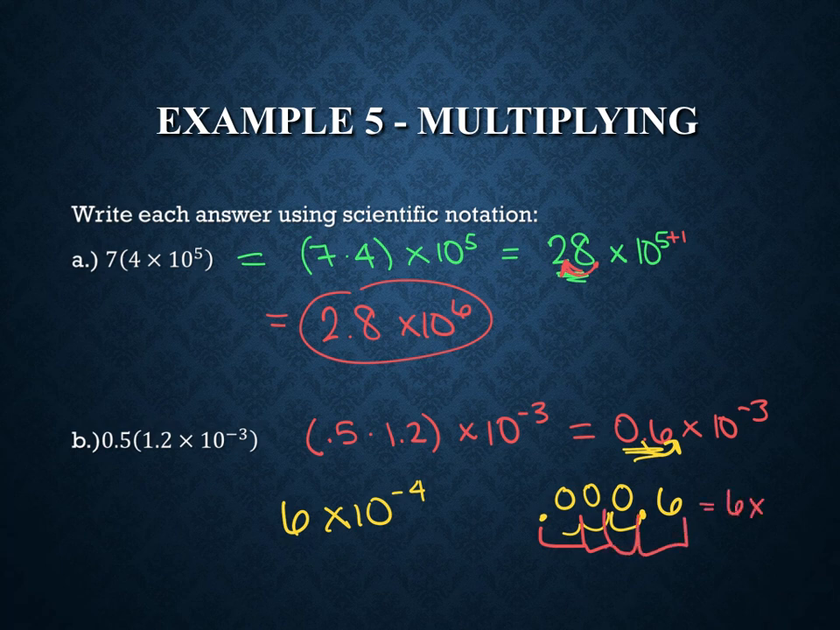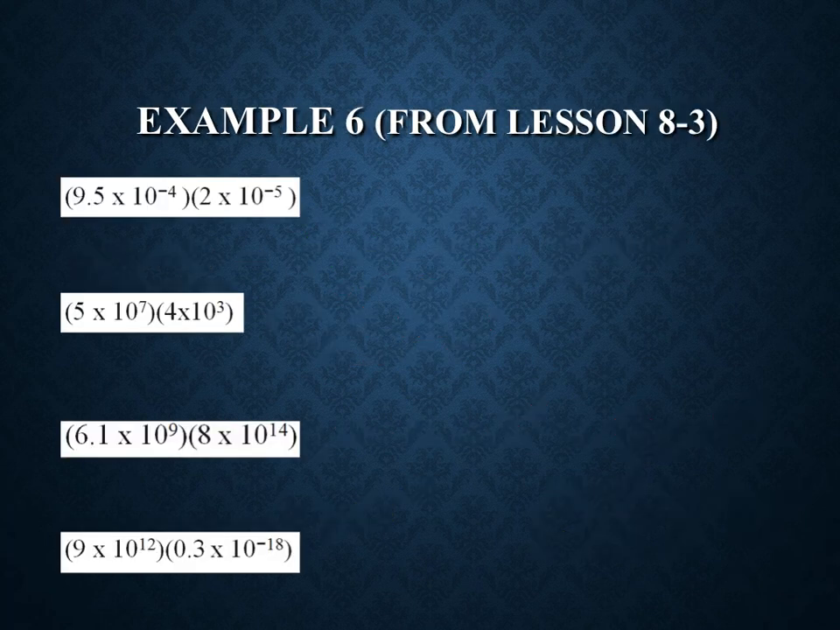So this is really 6 times 10 to the negative 4th. So you could also work it out too if it doesn't make sense logically as to how to come up with that. Okay, for example 6, we're just going to multiply, and I have 9.5 times 10 to the negative 4th times 2 times 10 to the negative 5th.